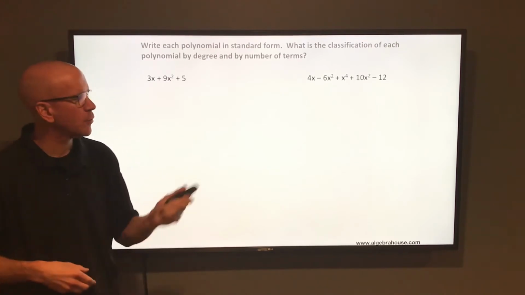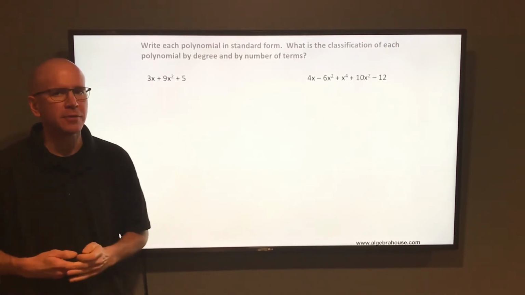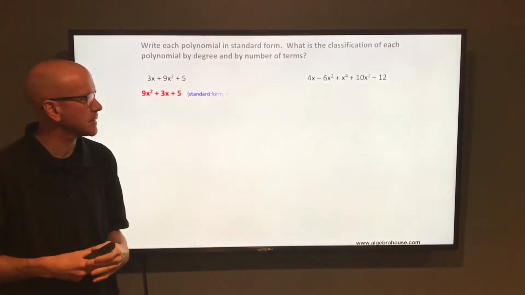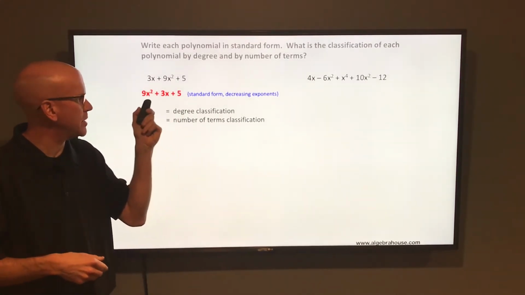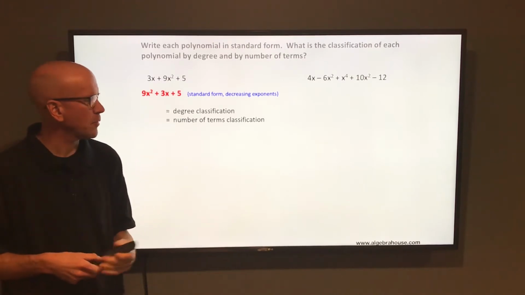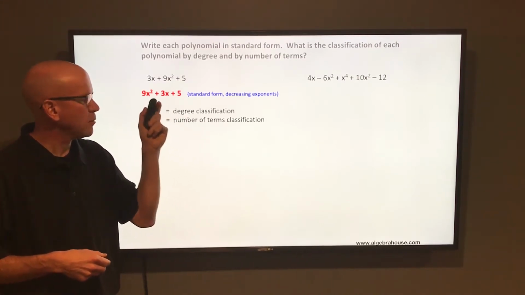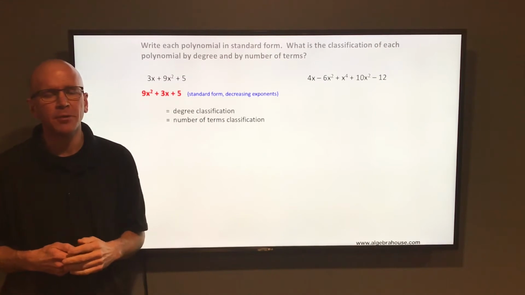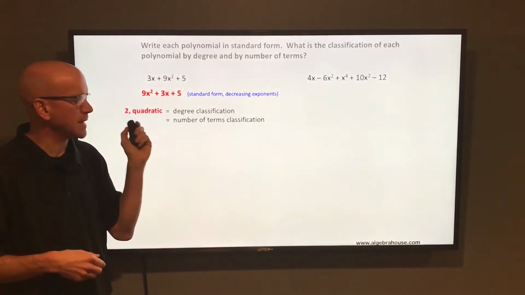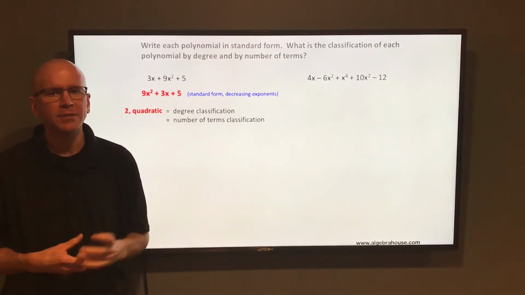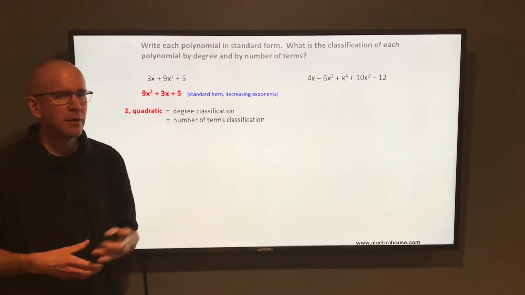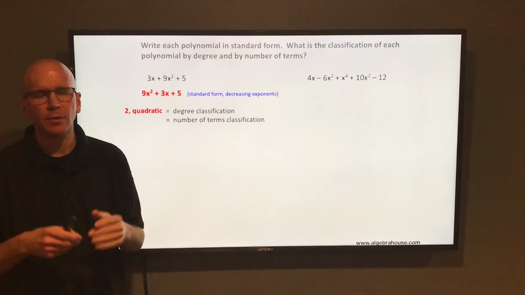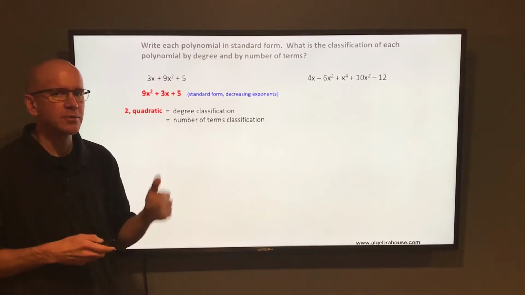To get that in standard form, simply move that 9x squared out to the front. So put the highest exponent out to the front. It becomes 9x squared plus 3x plus 5. That is standard form, decreasing order of the exponents. To classify that by degree, look for the highest exponent. The highest exponent there is 2. So that'd be a second degree polynomial, also known as a quadratic polynomial. And to classify by the number of terms, there are 3 terms there. Just like your tricycle had 3 wheels, 3 terms would be a trinomial.